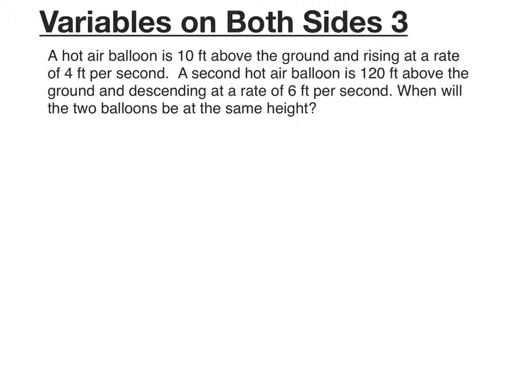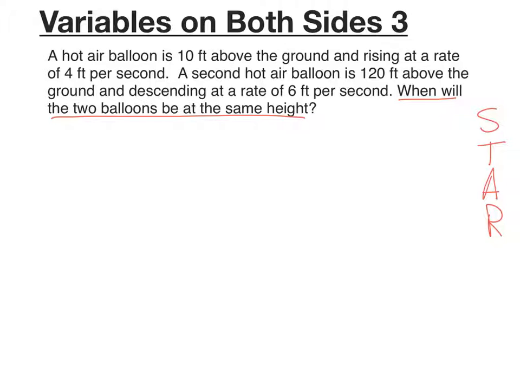A hot air balloon is 10 feet above the ground and rising at a rate of 4 feet per second. A second hot air balloon is 120 feet above the ground and descending at a rate of 6 feet per second. When will the two balloons be at the same height? As usual, with this word problem, I'm going to use the star process. I'm going to make sure I underline what we're looking for. When will the two balloons be at the same height?